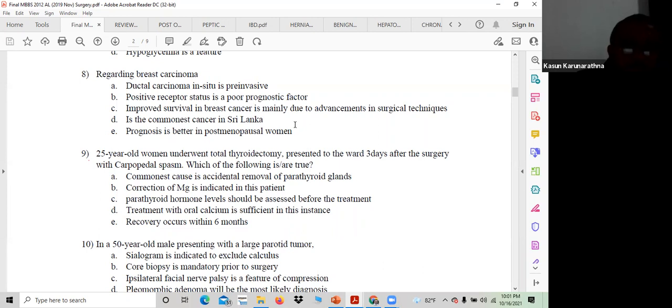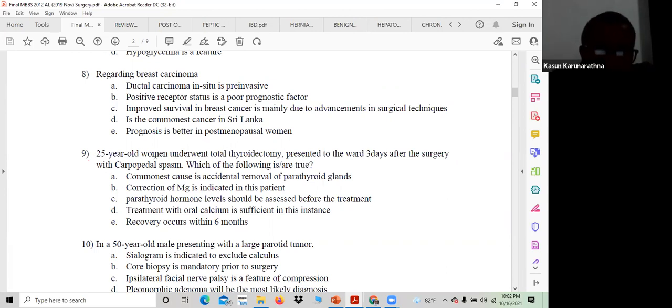Prognosis is better in postmenopausal women. That is a tricky question. When you get breast cancer in a younger patient, it will be more aggressive, because most of the time when you get breast cancer at early ages, there should be a genetic component as well: BRCA1, BRCA2 positivity, familial inheritance, and all these factors lead to breast CA which occurs in early stages of life.